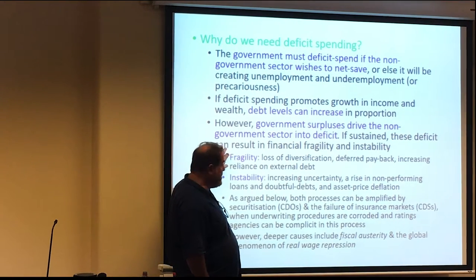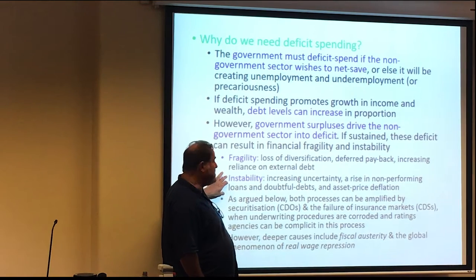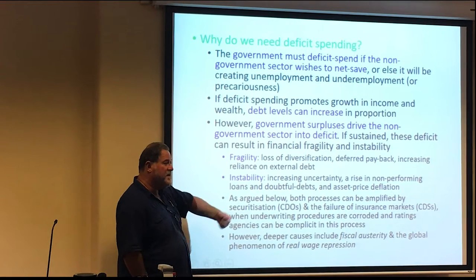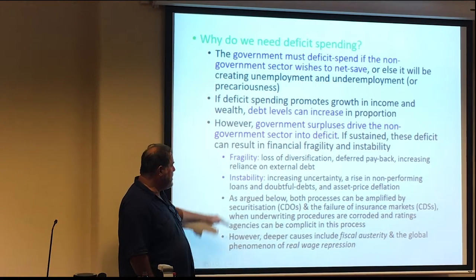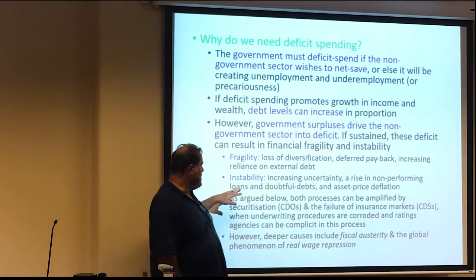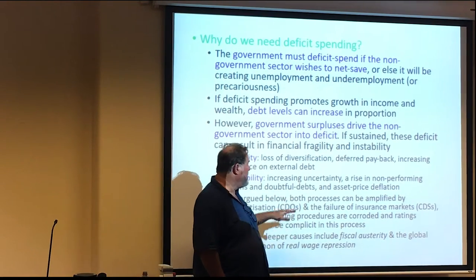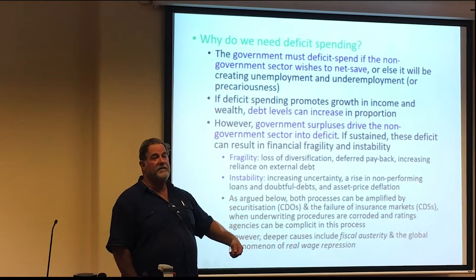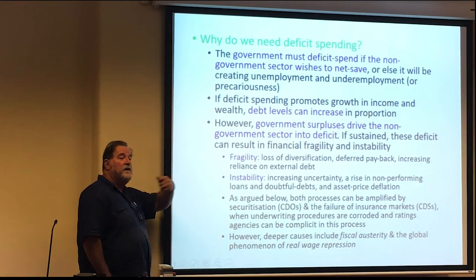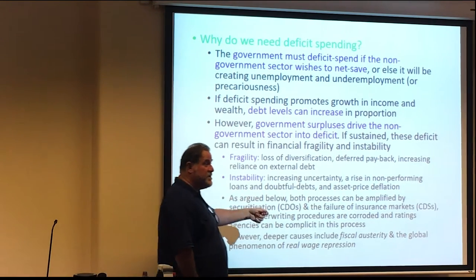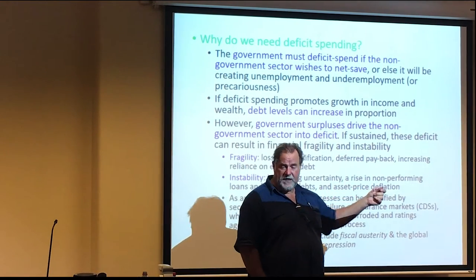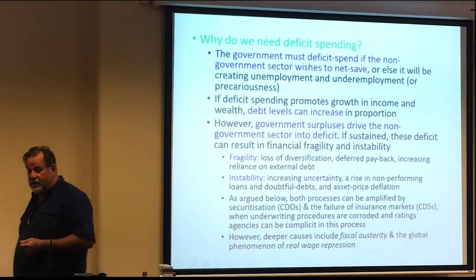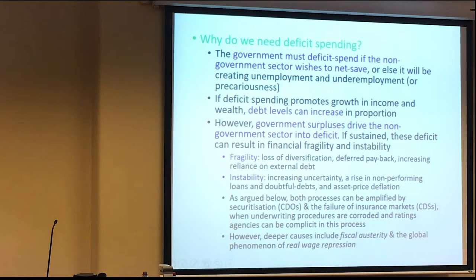As a result of growing fragility, you get instability. One expression of that is increasing uncertainty as the economy becomes more fragile. You can also see increasing non-performing loans or doubtful debts, and that can lead to asset price deflation, which then has further consequences. So we know in Australia that the downturn in housing prices in Victoria and New South Wales really knocked the stuffing out of the local economy for a while, and we're still seeing the effects of that.